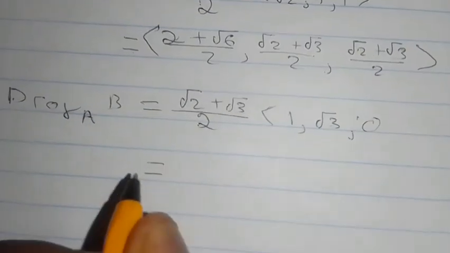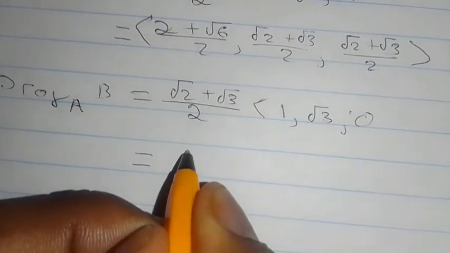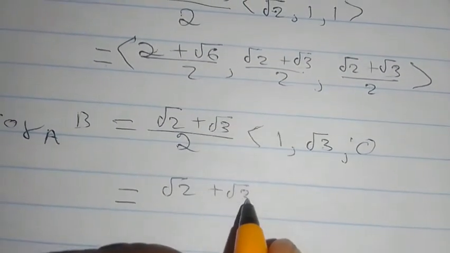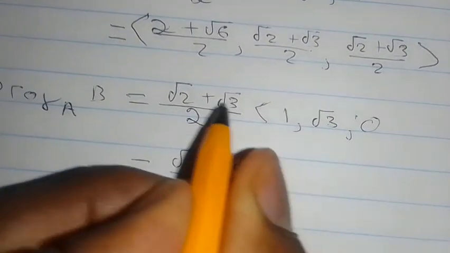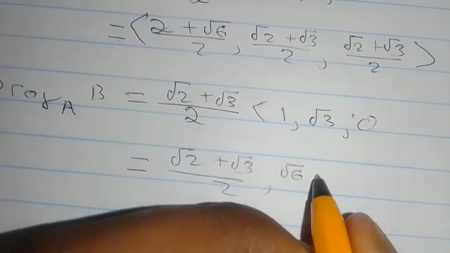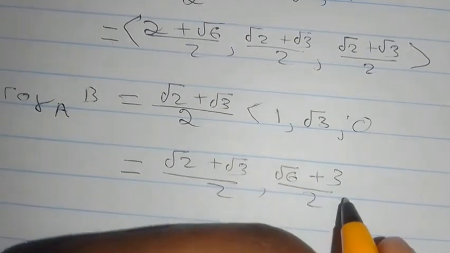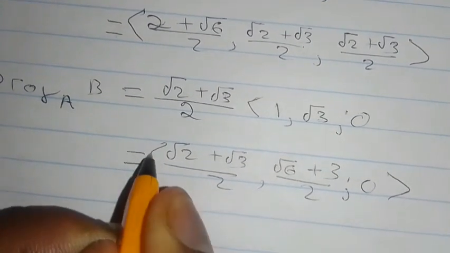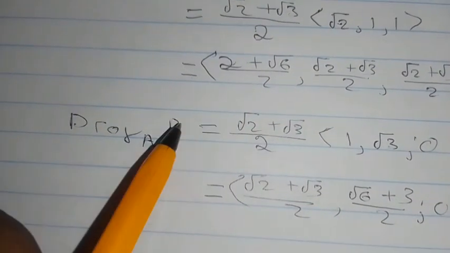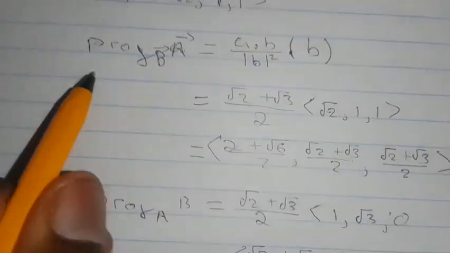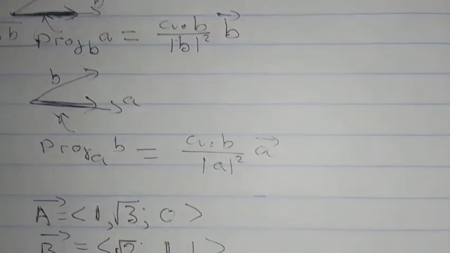So now the projection of B onto A will be given by root 2 plus root 3 over 2, and then you have root 6 plus 3 divided by 2, and then you have 0, like that. That will be the projection of B onto A. So keep in mind, these are vector projections.